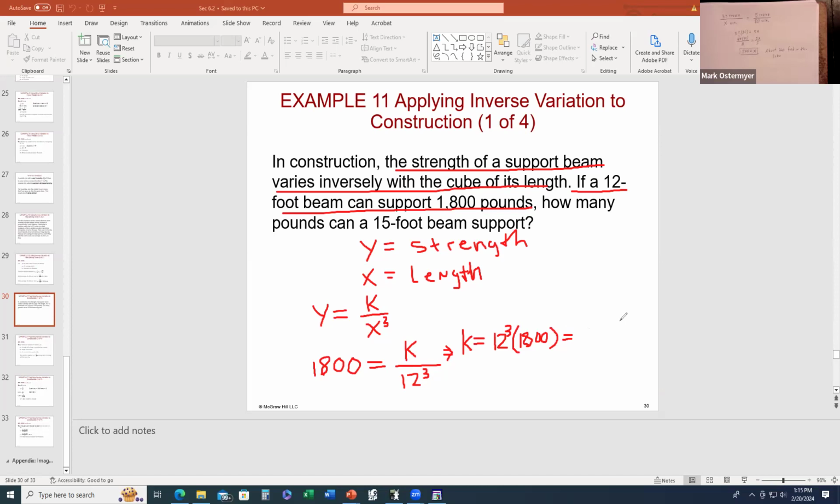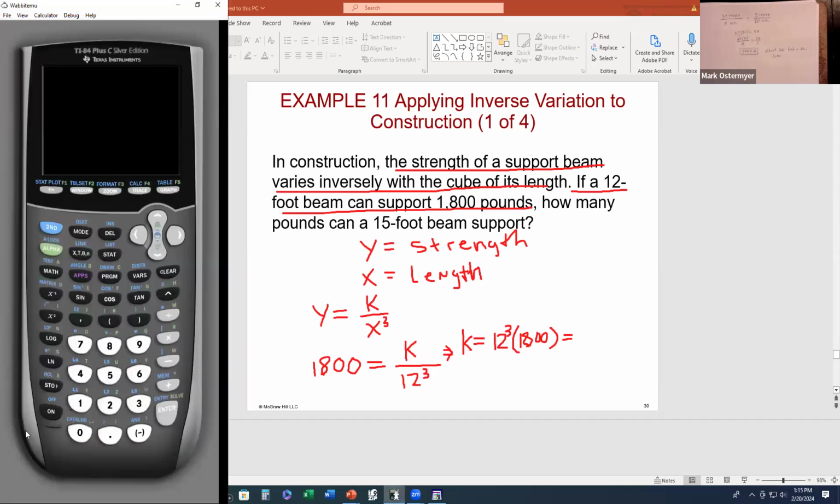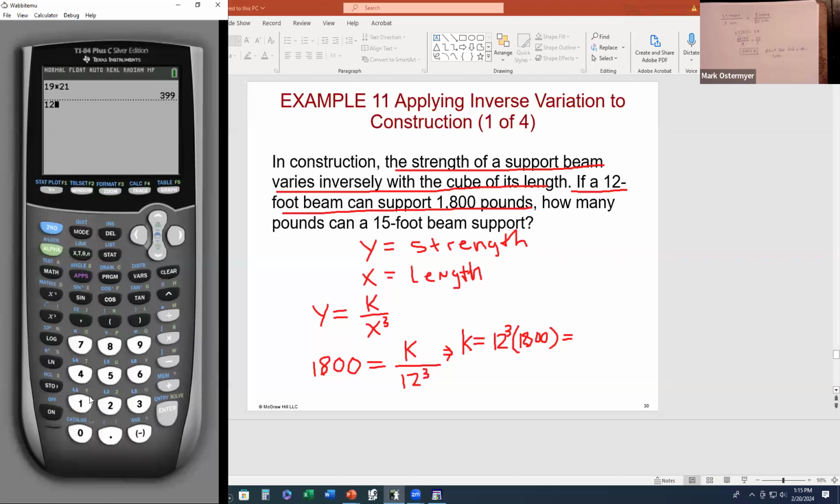Okay, get on your calculator and dial that up. What is 12 cubed times 1800? Yeah, you get a big old number, don't you? So is that 3,110,400? Yeah. 3,110,400.